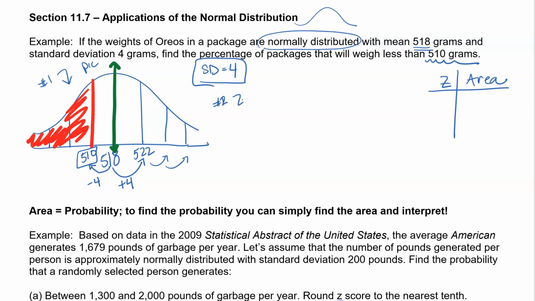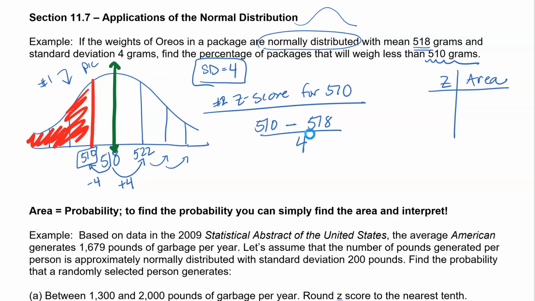Step 2 is going to be to find the z-score for 510. So I'm going to use the formula: data value 510 minus the mean 518 divided by the standard deviation, which is 4, and I get a z-score of -2. So I'm going to look up 2 on the table, and that gives me an area of 0.477. So that means that this area starting at the middle going to that z-score is 0.477. And so if I want to find the area shaded in red, I'm going to have to take the whole left side, which is 0.5.